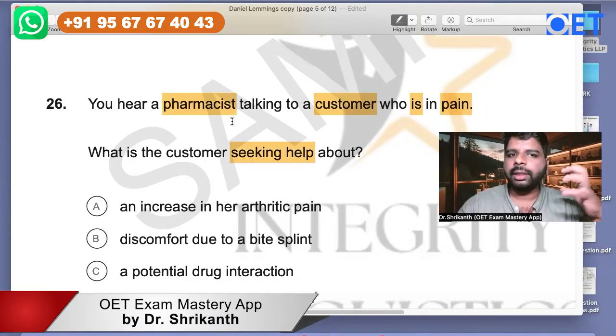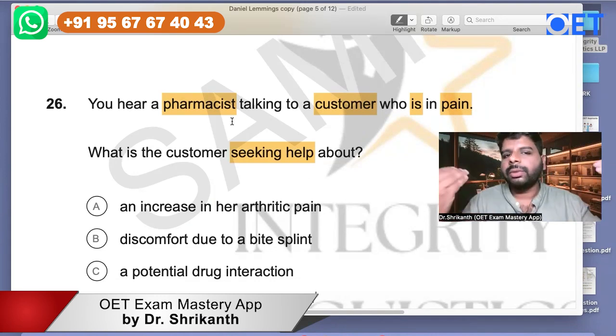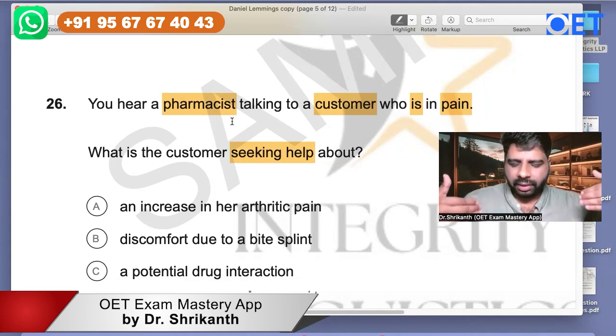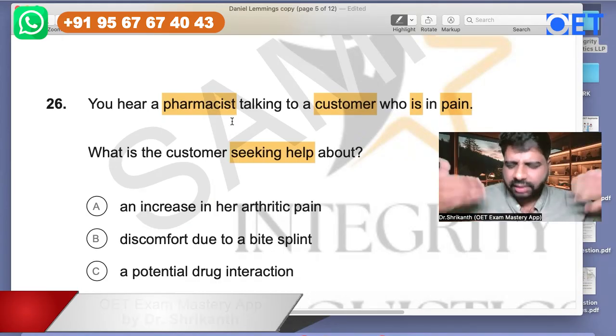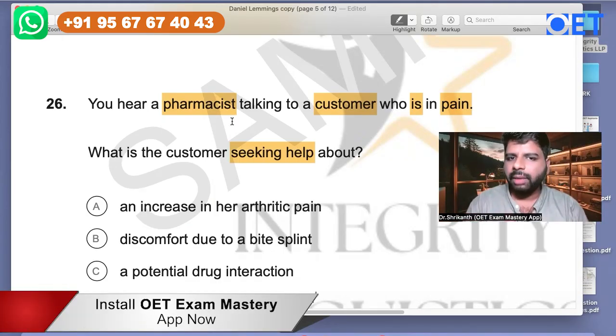Okay, so here the solution is coming. The patient is sharing her concerns with the pharmacist, and the pharmacist is giving the solution. But what is the question asking you? The question is asking what she is seeking help about.